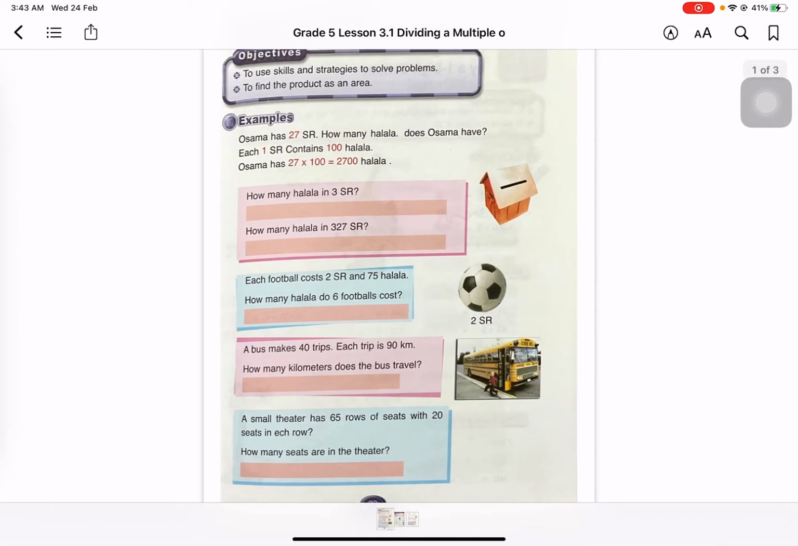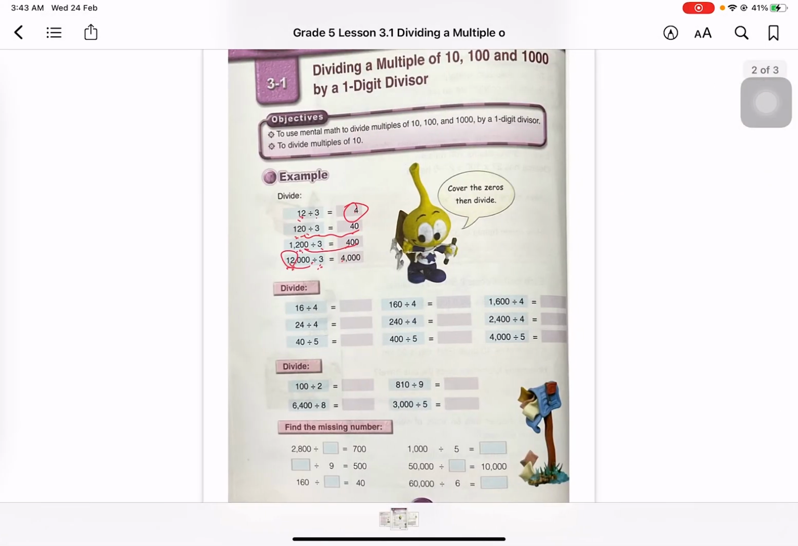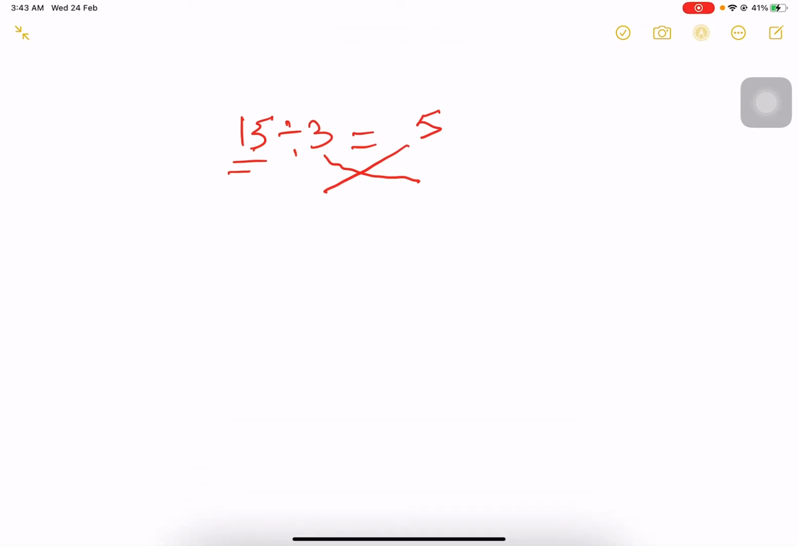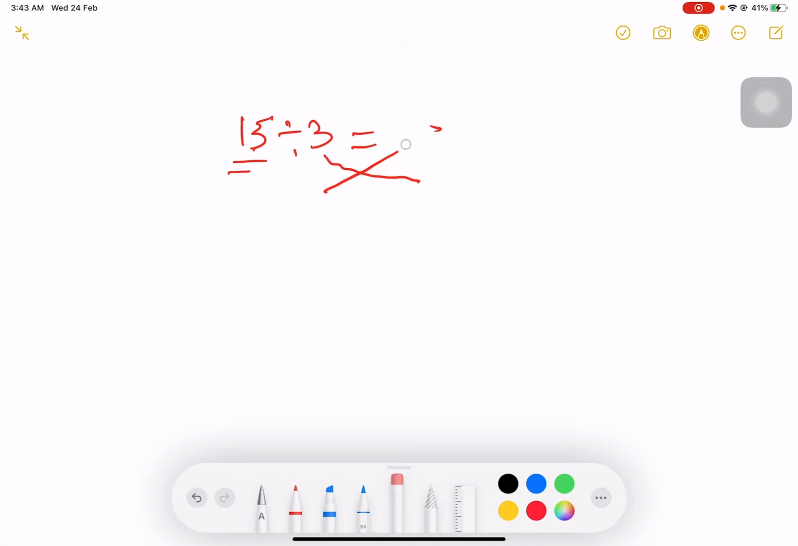For example, if you have 15 divide 3, how much is the answer? You will say in your mind, what number you multiply by 3, you get 15. It's 5. So the answer is 5.